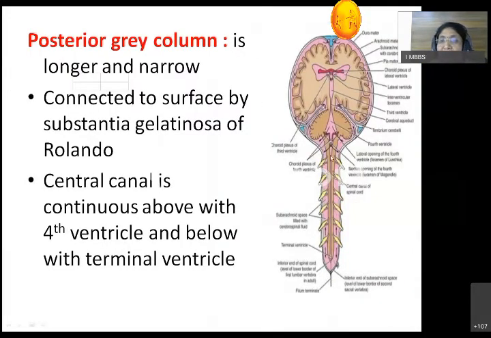Here you can see this is the spinal cord, and along the entire length of spinal cord there is presence of central canal, and this central canal above opens into a diamond-shaped fourth ventricle which is present between medulla and pons in front and cerebellum behind, whereas below it terminates in the terminal ventricle which is present in the conus medullaris, which is nothing but the lower end of spinal cord.